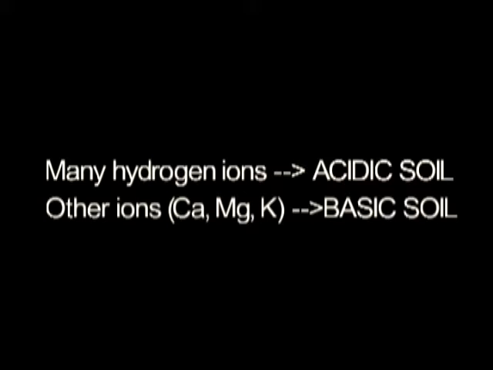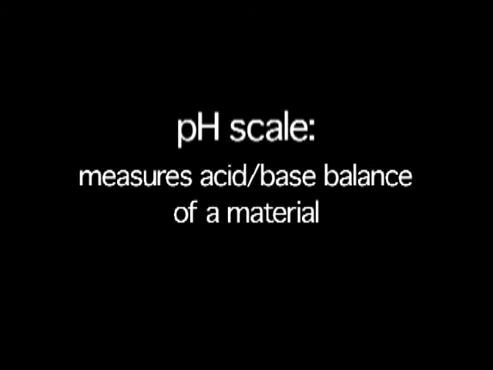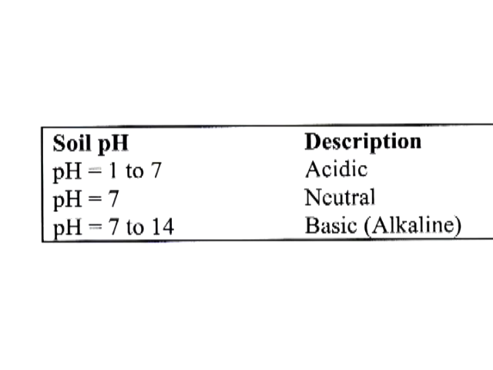If there are a lot of hydrogen ions, that makes the soil very acidic. On the other hand, if there are a lot of other ions like the calcium, magnesium, potassium, that makes the soil much more basic. And if you remember perhaps from high school chemistry, we measure the amount of acid and base using a pH scale. And if the pH is from 1 to 7, it's acidic. If it's 7 exactly, it's neutral. And if it's 7 to 14, it's basic.